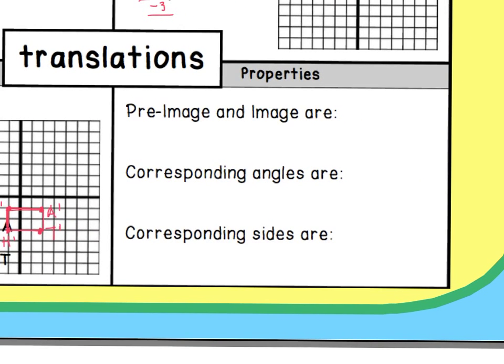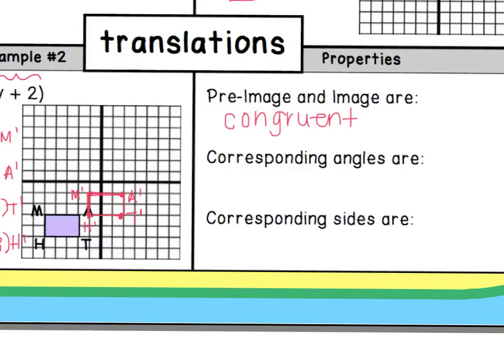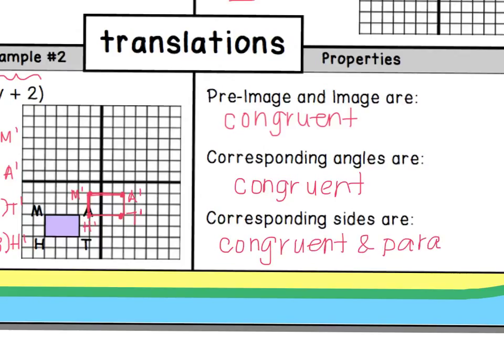The pre-image and the image, that just means your original rectangle or shape and then your new rectangle or new shape, are always going to be congruent. The corresponding angles, if we look at our rectangle, were all 90 degrees on both of them. The corresponding angles will be congruent, and the corresponding sides will also be congruent and parallel to the originals.